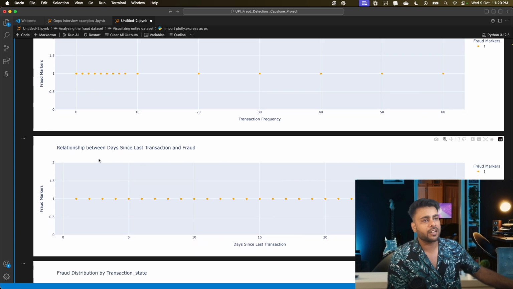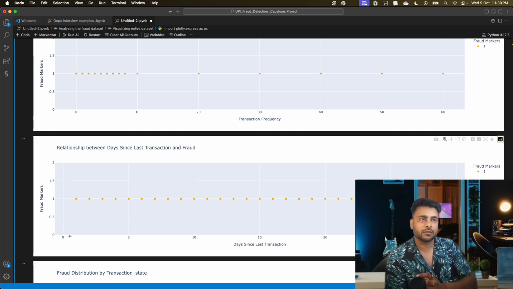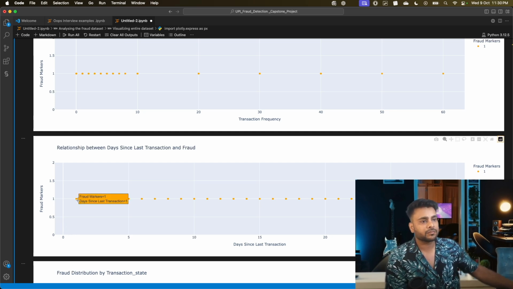Next we have a scatter plot that shows the relationship between days since last transaction and fraud. Now in this one you can see this is more or less constant. Whether there is a gap between the transactions, like 0 days, 1 day, 2 days, 3 days, or 5 days of gap, the chances of that transaction being a fraud is almost the same. So as you can see, there is no variation in this graph. No matter the range, the chances of being fraud are the same.